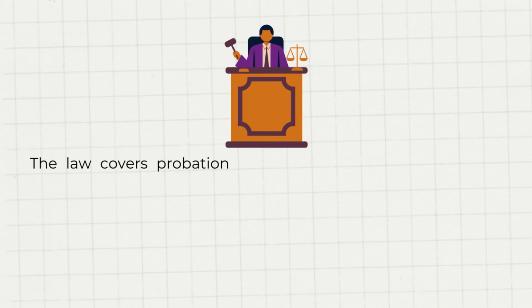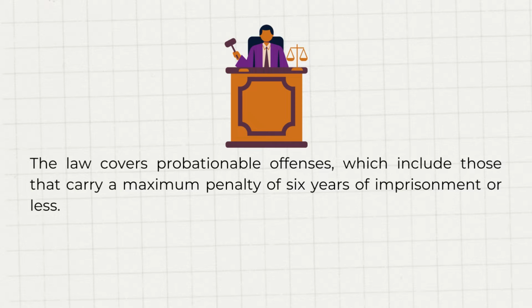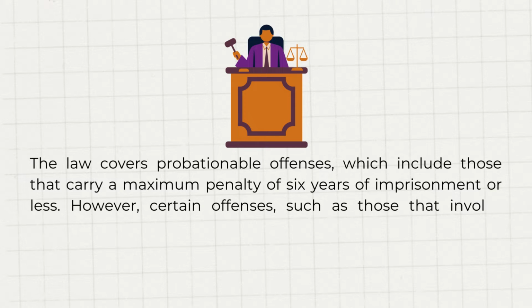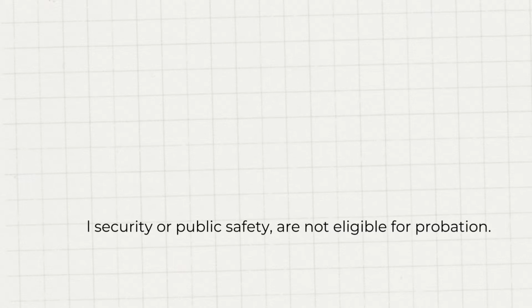What offenses are eligible for probation? The law covers probationable offenses, which include those that carry a maximum penalty of 6 years of imprisonment or less. However, certain offenses, such as those that involve national security or public safety, are not eligible for probation.